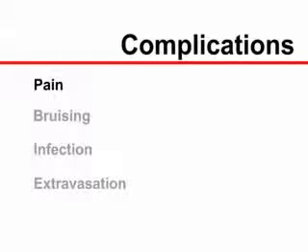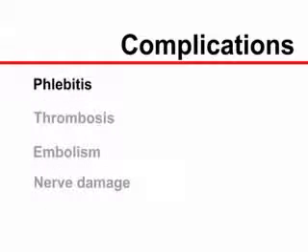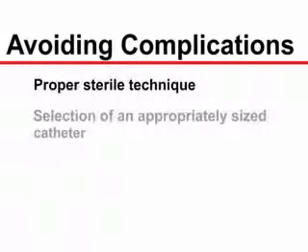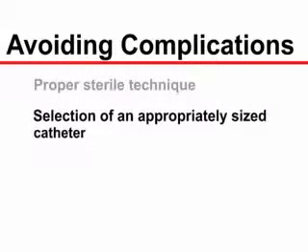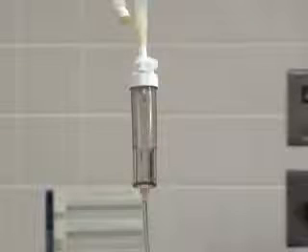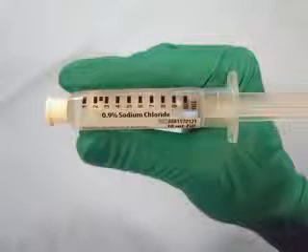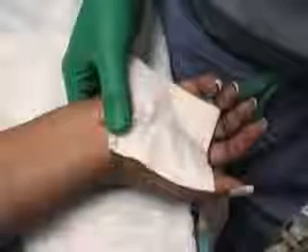The most common complications arising from intravenous cannulation are pain, bruising, bacterial infection, extravasation, possibly leading to necrosis, phlebitis, thrombosis, embolism, and nerve damage. Proper sterile technique and the selection of an appropriately sized catheter should help to avoid these complications.